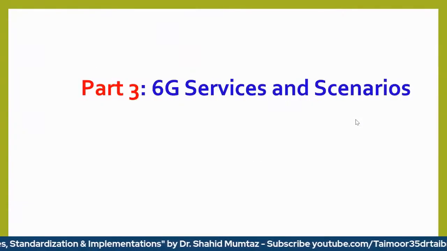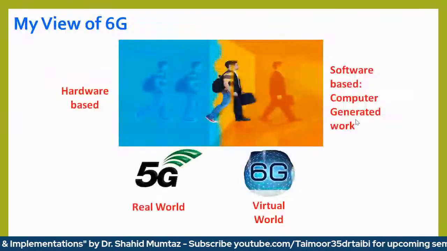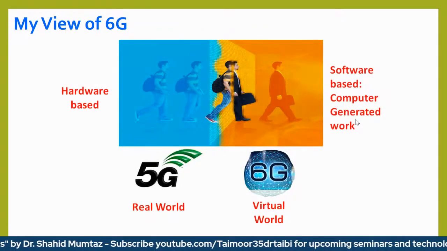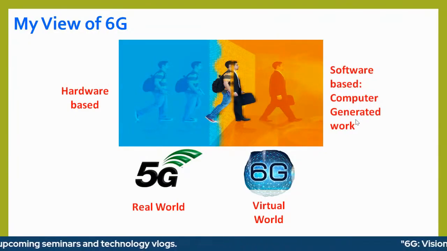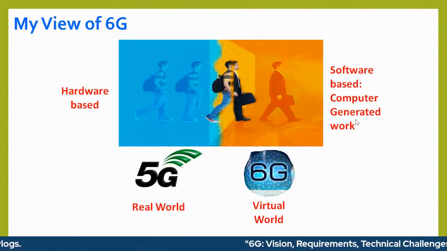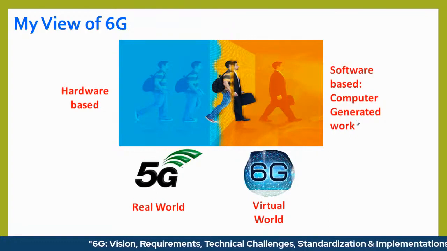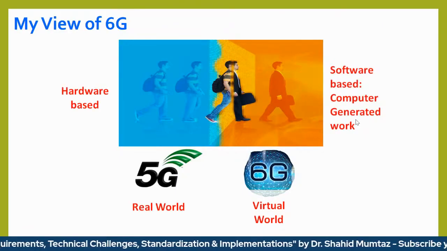So what are the service classes and the scenarios for 6G? As I explained in the first slide, the main idea is that we are going to a virtual world. That is the main domain: we are moving from our real world to the virtual world, where everything will be software defined networks, either in the core or in the access part. But we need to be in a virtual world to make that happen in 6G.